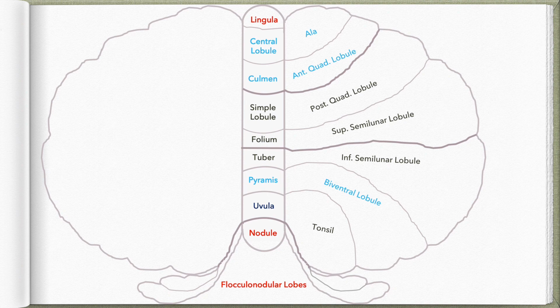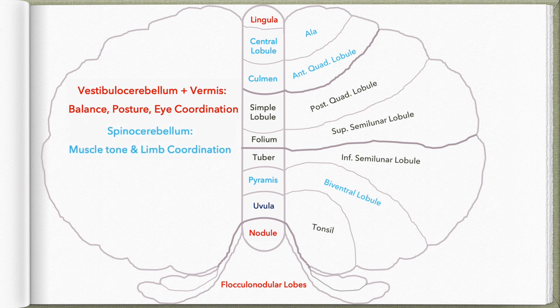Now coming to various parts of the vermis and hemisphere and what function they are involved in. The vestibulocerebellum, the parts of which are named with red color here, along with the vermis, are involved in maintaining balance, posture, and eye coordination. When we say posture, basically cerebellum is controlling the muscles of the trunk and proximal limbs. The spinocerebellum, parts of which are labeled here with blue color, that is involved in maintaining the muscle tone and limb coordination. Here we are talking about the muscles of distal limb. Then the pontocerebellum or the neocerebellum, parts of which are named with black color here, that is involved in motor learning, planning, and memory.